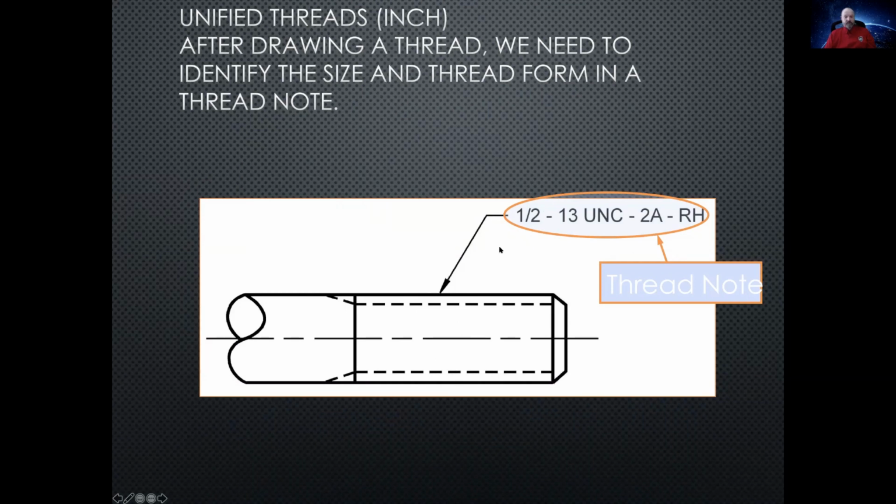You can actually look up what the minor diameter will be from the thread table. So 13 UNC-2A-RH. We're going to talk about what each one of these things means. RH, you can probably guess, is right-handed. Typically you don't put right-handed; you assume it's right-handed. You only put left-handed in if it's going to be different.